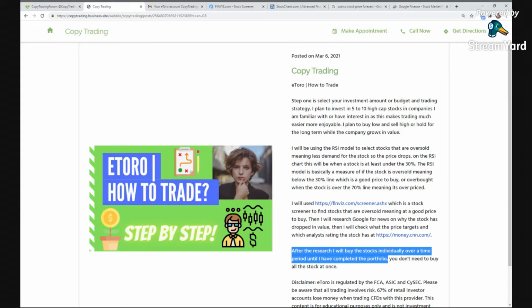So my plan for this account is to buy 5 to 10 high cap stocks that are a good price at the moment. So looking at the RSI model, they're under the 30%. And so that will mean eventually, when I get to 10 stocks, I'll have $300 in each stock. So that will be 10% of my portfolio per stock.